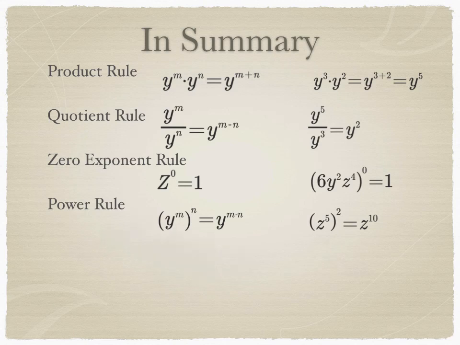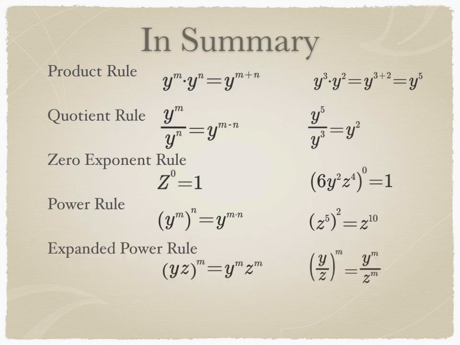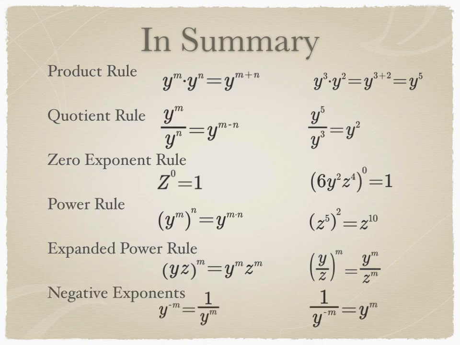And then we went on with the expanded power rule, where we distributed the exponent through all the dissimilar terms or to the numerator and denominator if we're dealing with a fraction. And finally, we talked about negative exponents and how we will move the term with a negative exponent to the other side of the fraction bar and then make that exponent be positive.